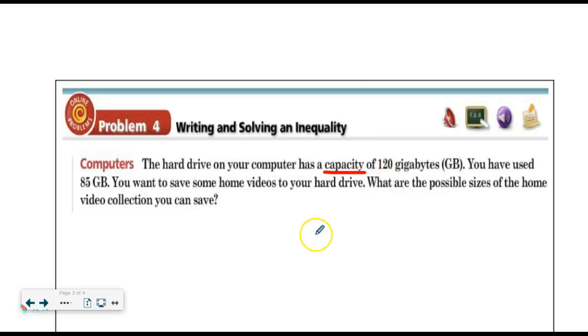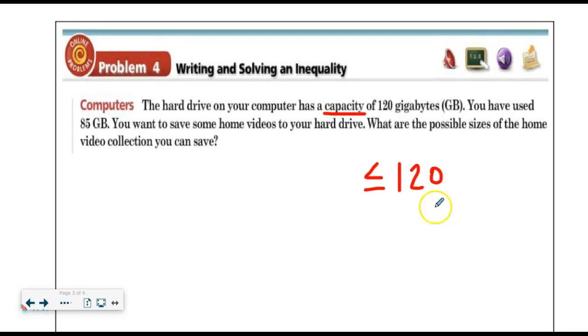So this is where we kind of need to think in terms of what that's going to look like. So I'm going to go ahead and write my symbol first before I do anything else, and have it be less than or equal to 120. Because again, the idea is that I can't have more than 120, but I can have exactly 120. I've already used 85, which means whatever the situation is that I can save, I'm going to call it H for hard drive. I've got that situation plus the 85 gigs I've already used is going to give me the possible sizes of what I have left.